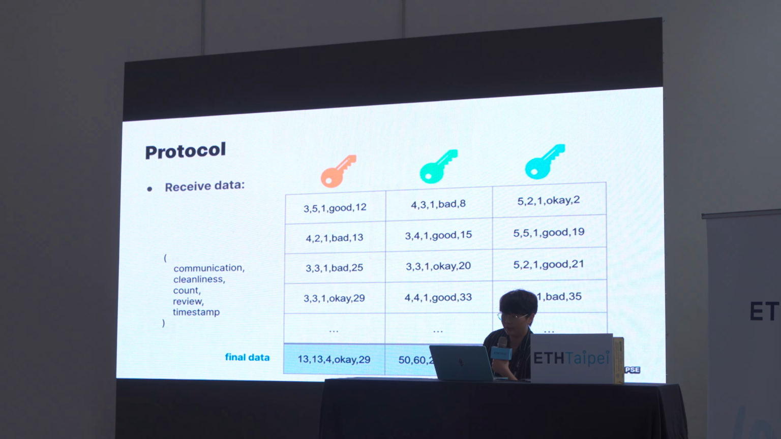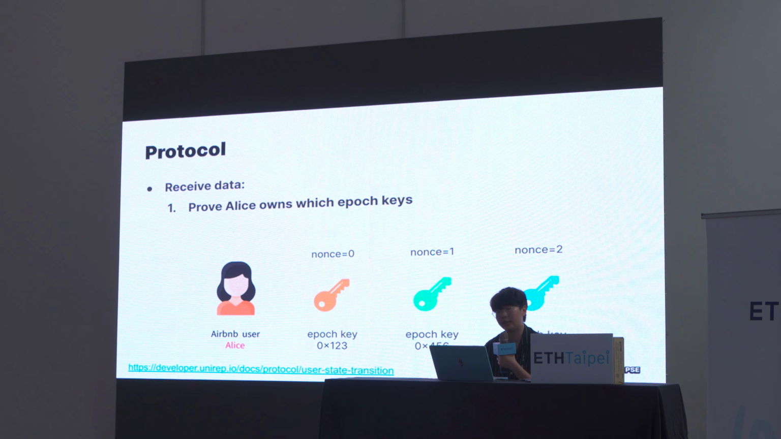Yeah, and how can Alice receive this data? First one, after the epoch ended, Alice should generate a user state transition proof to prove he owns this epoch key, and then he owns this data, and then change the status in the Unirep contract.